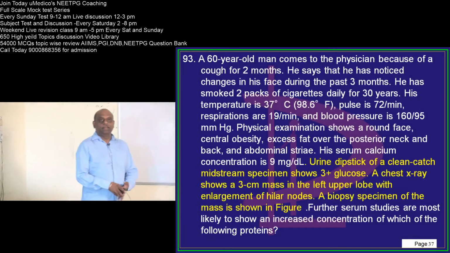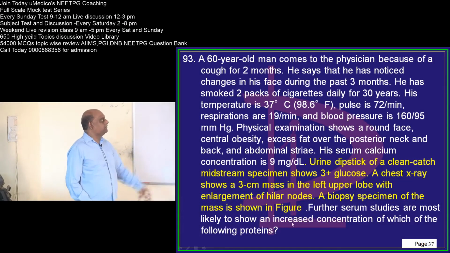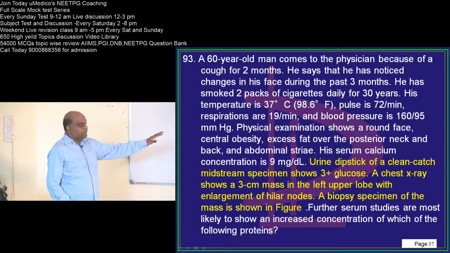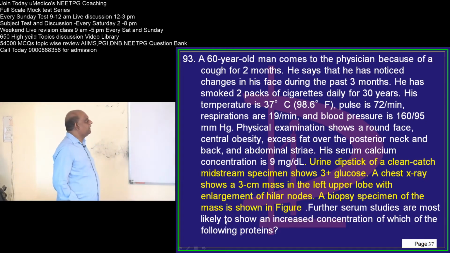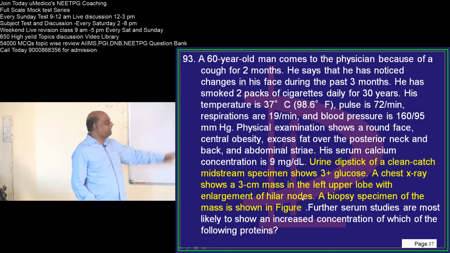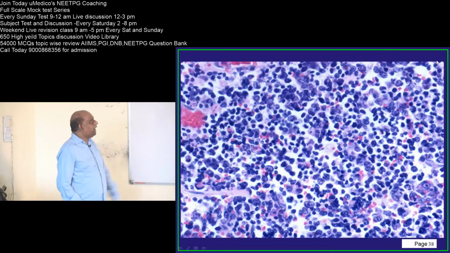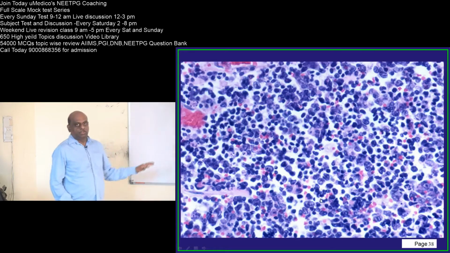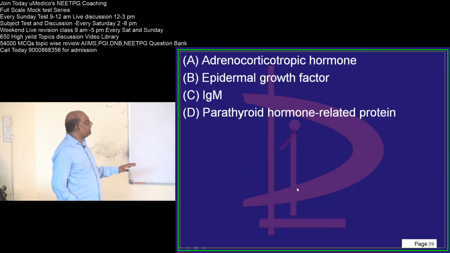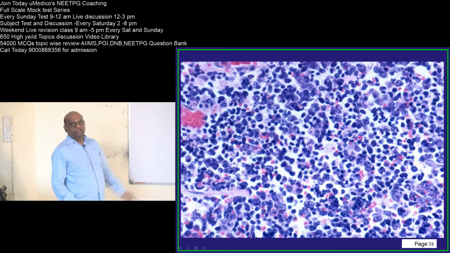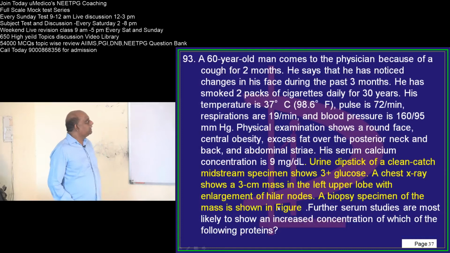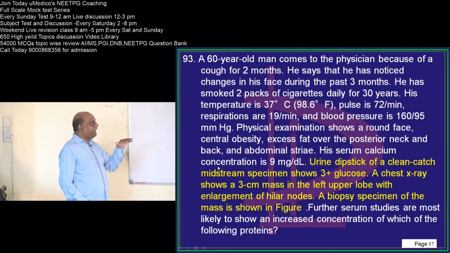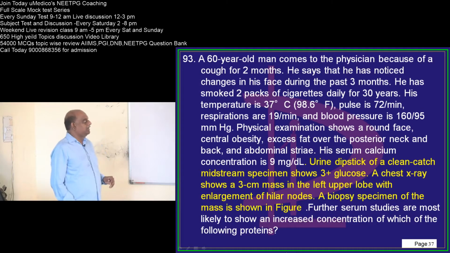Year old, the urine dipstick shows glucosuria. Chest X-ray is showing a mass in the left upper lobe, and the biopsy specimen of this is showing the presence of small cells, and the patient is having a Cushingoid appearance of central obesity, round face, etc.